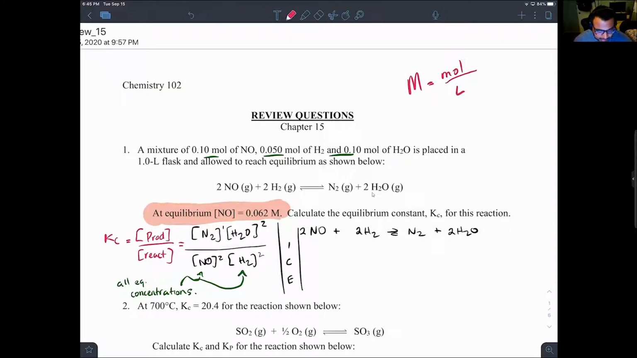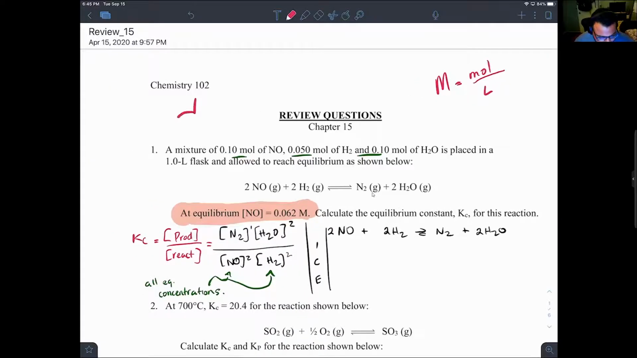We need to recognize that we have this flask, and it's 1 liter in volume, and I'm inputting the 0.1 moles, the 0.05, and the 0.10 moles. If you are solving for molarity, it's moles per liter, so we're really just dividing all of the moles by 1. We can think of 0.1 mole as 0.1 molar, and so on. But oftentimes it's not in 1 liter, and you'll have to accommodate by dividing by some number that represents the total volume.